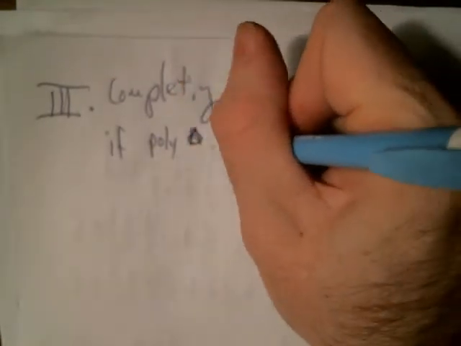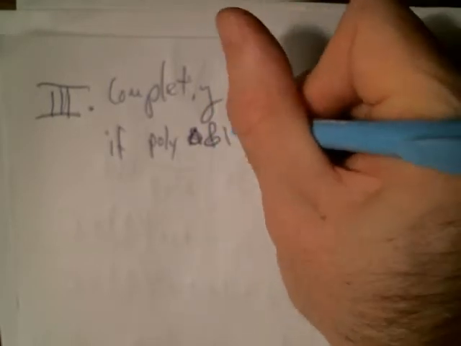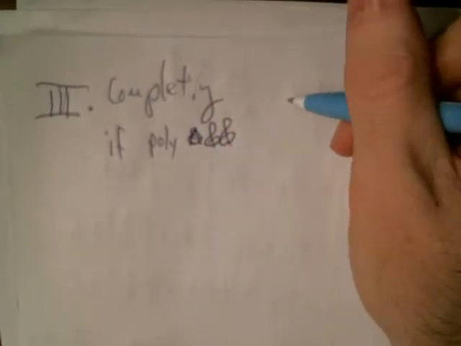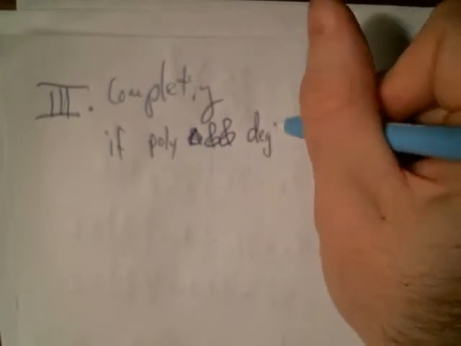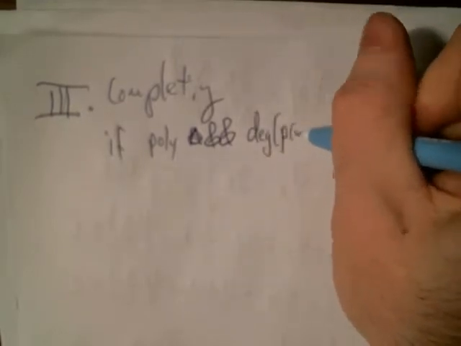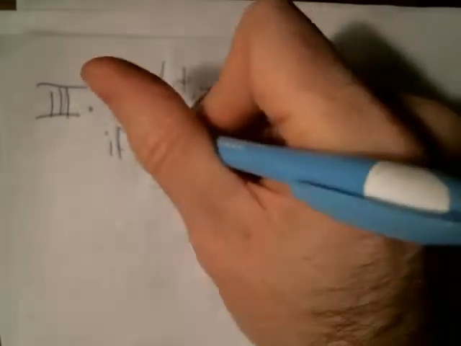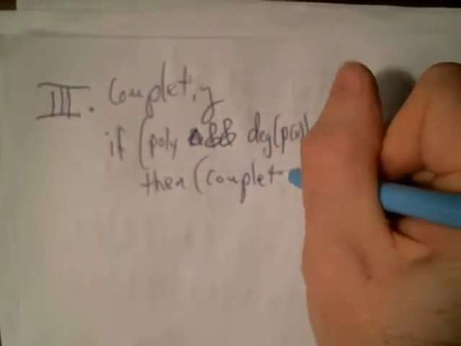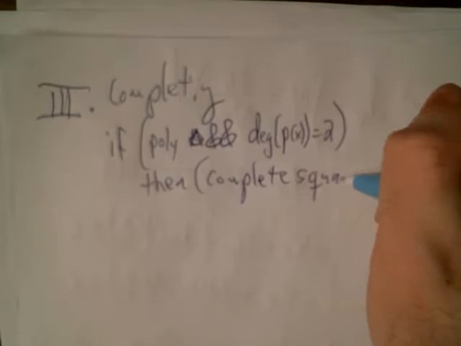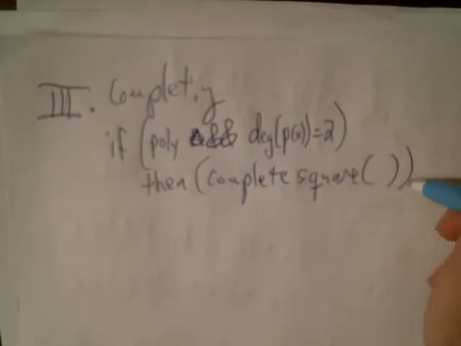So how do they do that in coding, right? They use the ampersands and quadratic, so degree of your polynomial equals 2, then complete the square, right? So I don't know, I don't really code all that much. So maybe have a complete the square function, right, of the polynomial that you're working with.